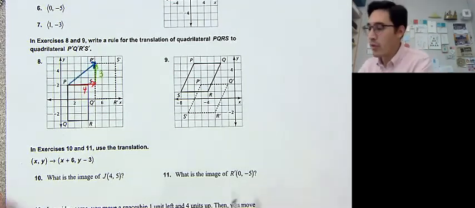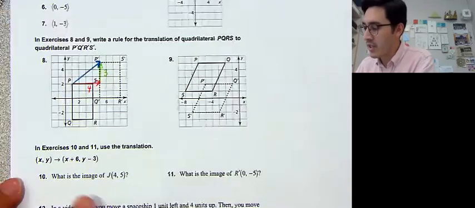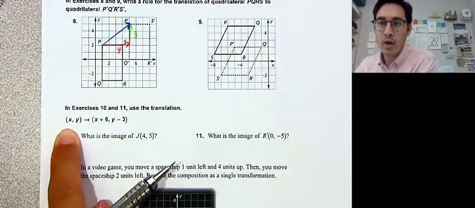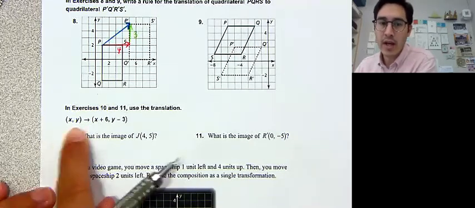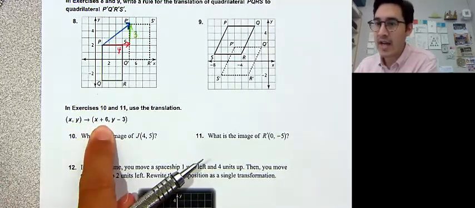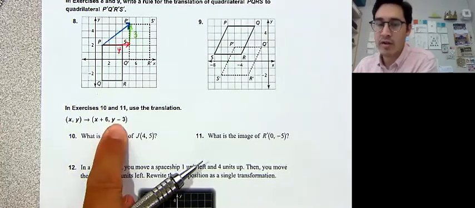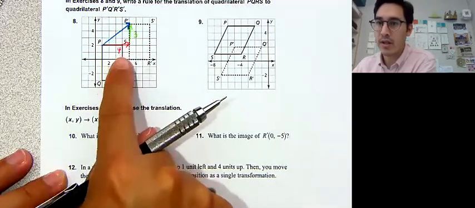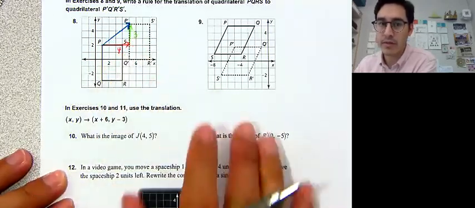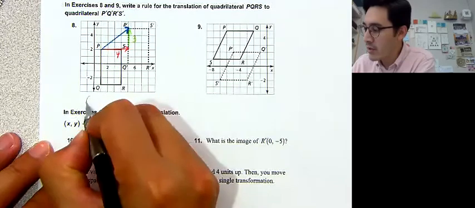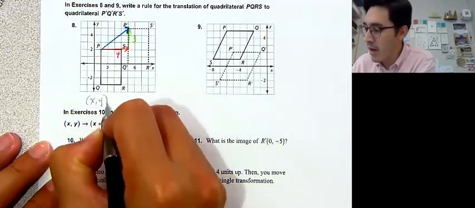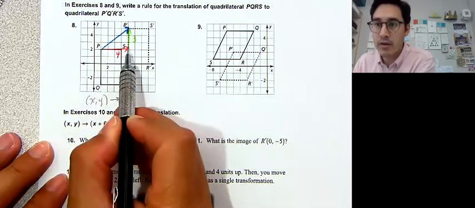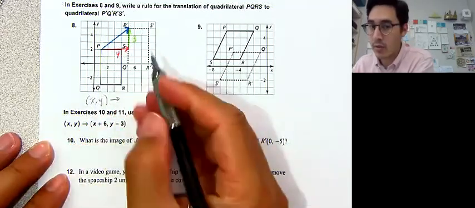So a rule could be something like, so here's what a rule looks like, right? It starts with some generic coordinates, x and y, and then there's a rule for how much to add to the x coordinate and how much to add or subtract from the y coordinate. The amount we add or subtract is basically these horizontal and vertical components. So my rule here is going to say, take any ordered pair x, y, and then we're going to add 4 to the x coordinate, which is the horizontal position.